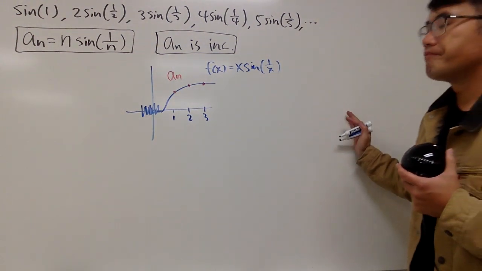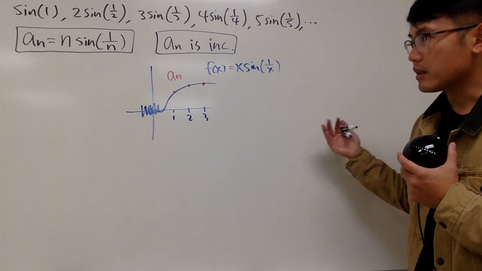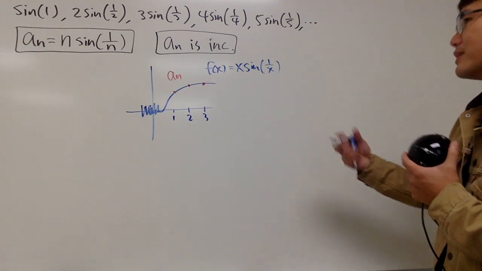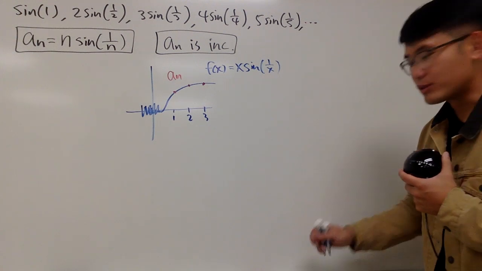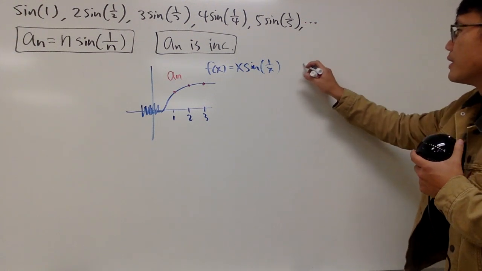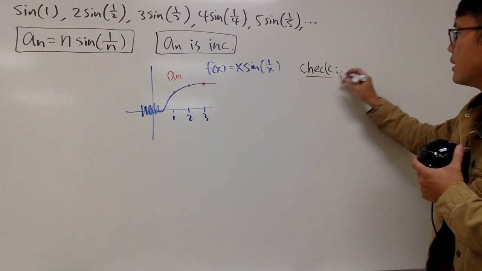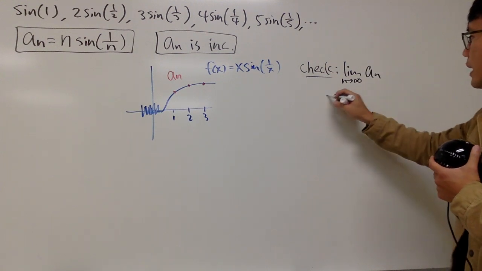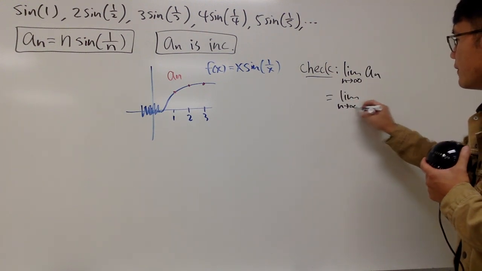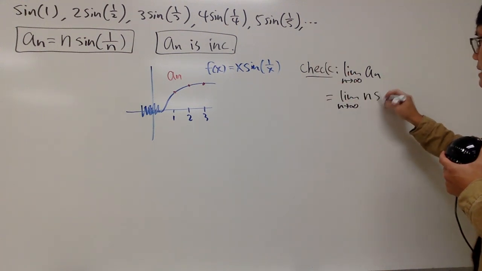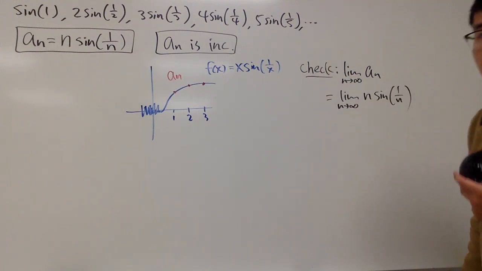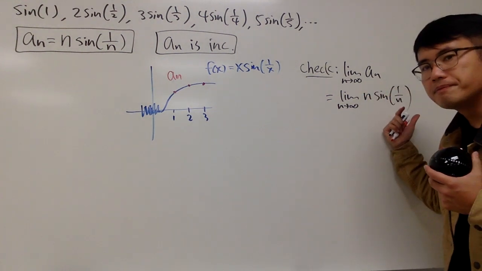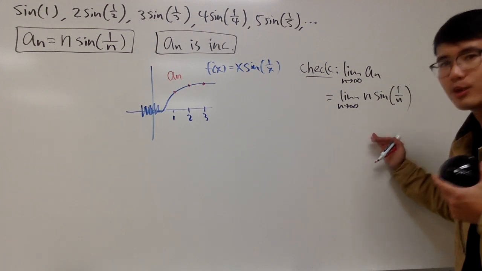And for the third one, we are going to see if a_n converges or not. Of course, we can use the graph, but let me show you guys how we can do it. Well, not algebraically, just by doing some actual computations. Anyway, we are going to check the limit as n goes to infinity of a_n. This is the limit as n goes to infinity of n times sine of 1 over n. Notice this right here is an infinity times 0 situation. So we cannot draw any conclusion yet.